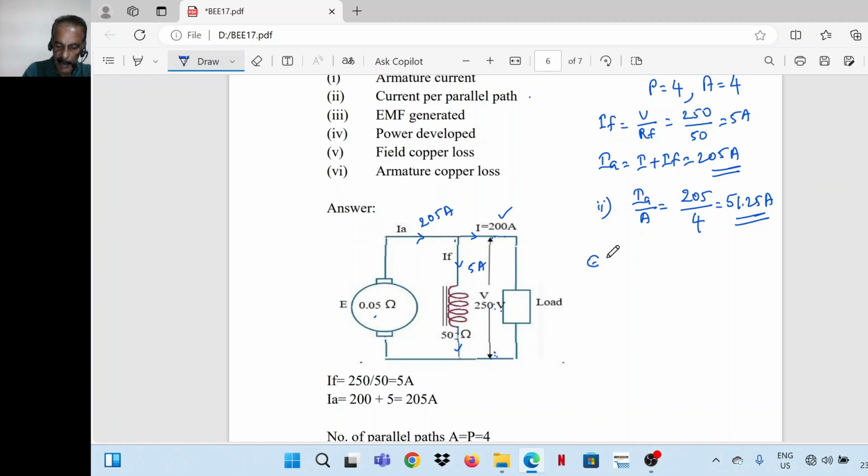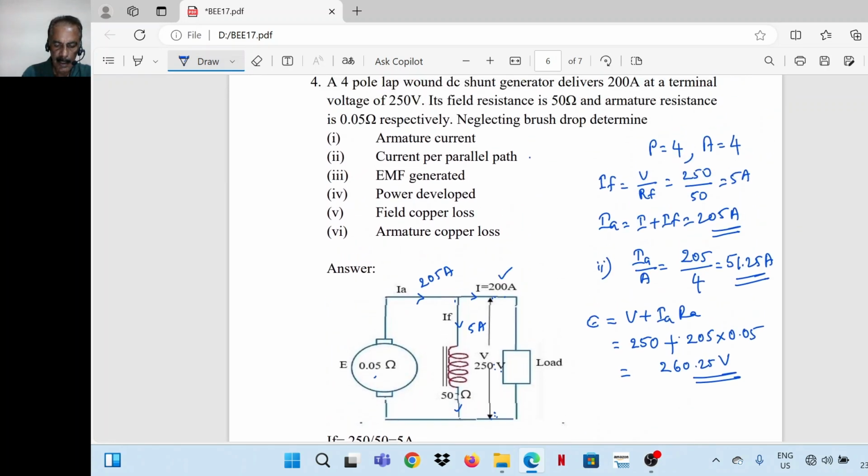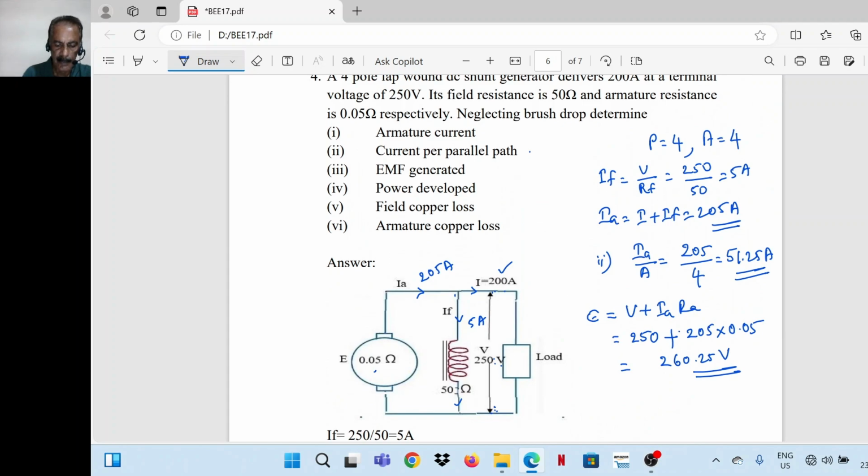Third is EMF generated. E is equal to V plus IARA. That is, V is terminal voltage, that is 250 volts, plus IA is equal to 205 into RA, armature resistance 0.05. 250 plus 205 into 0.05, that is 260.25. That is the internal voltage or EMF generated.